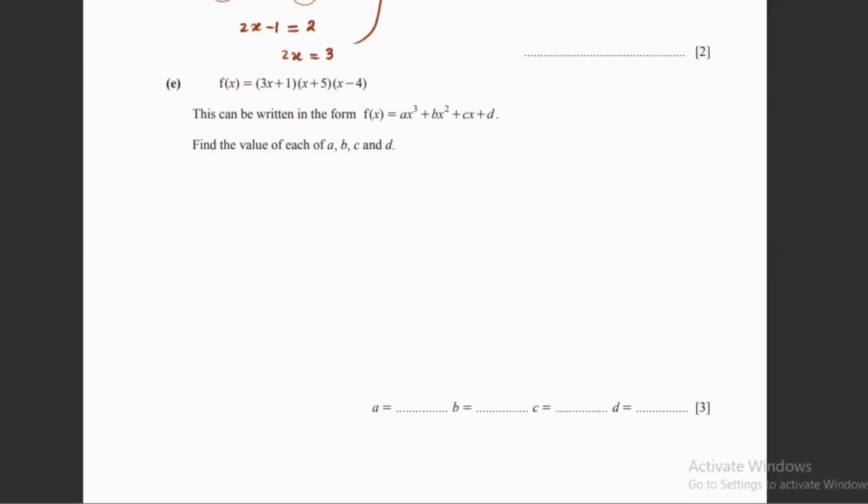So we have 3 brackets here. We need to write it in the form ax cubed plus bx squared plus cx plus d and identify what a, b, c, and d are equal to. So in this question, the 3 brackets have to be multiplied together.